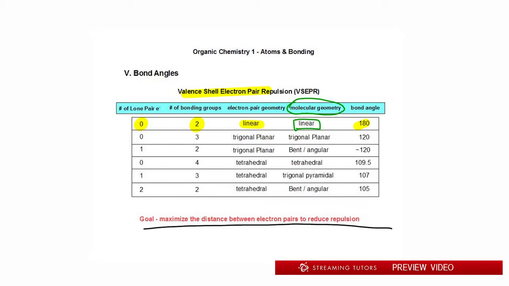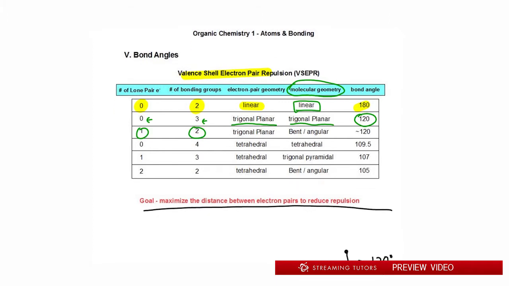So the next one is 0 lone pairs and 3 groups, and I just showed you it's called Trigonal Planar, regardless of whether it's the electron pair geometry or just molecular geometry, and it's 120 degrees. Now let's look at this next one. Here we have a lone pair and then we have 2 things around it. So let's draw that out.